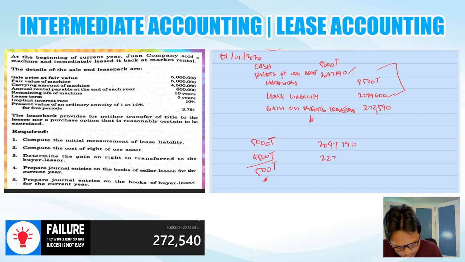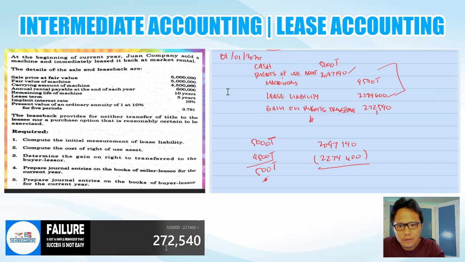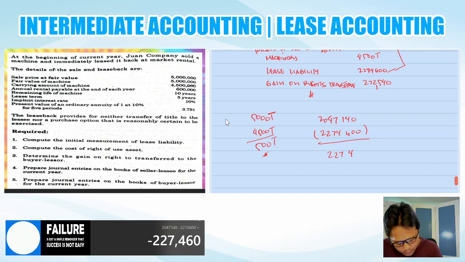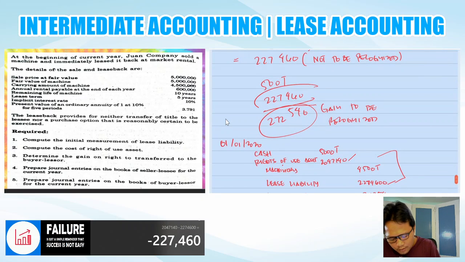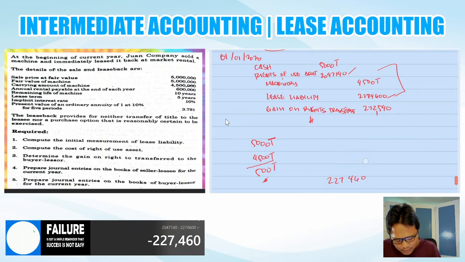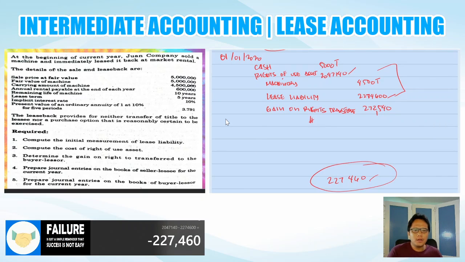2,047,140 less 2,274,600. Diba? So, we have a loss of minus 2,274,600. Now, saan yan siya equivalent? Dito. Yung gain not to be recognized. Yan lang yung point dyan. No? Yan lang yung point. Which, kumbaga, ito, in essence, in substance, ito yung i-recognize natin supposedly na interest expense in the lease term. Okay? In the lease term. So, this is your entry.